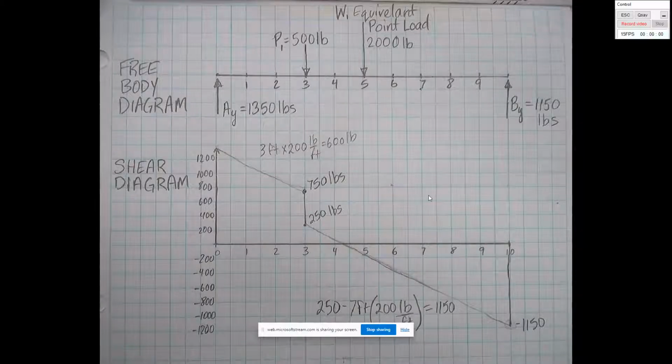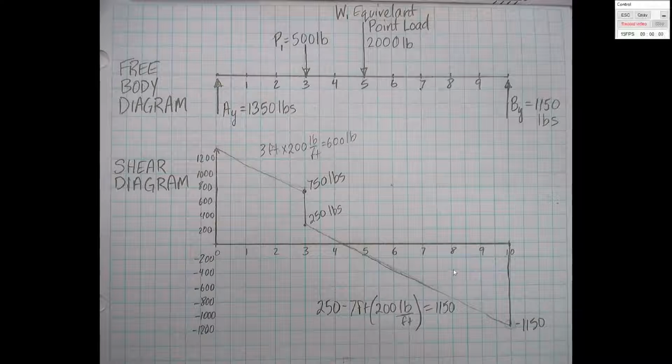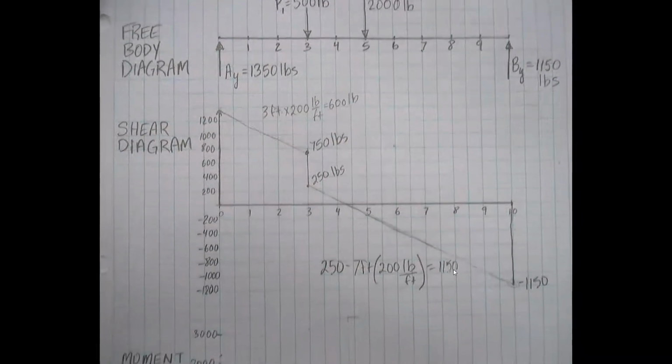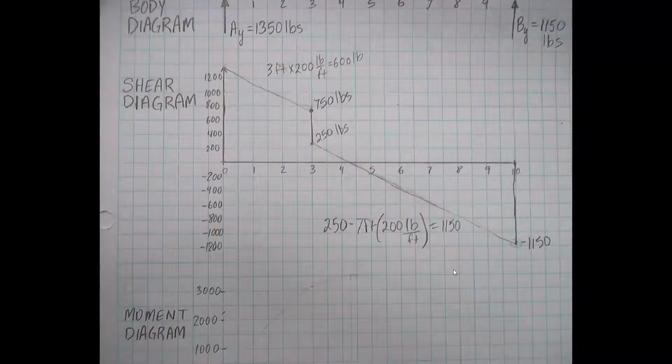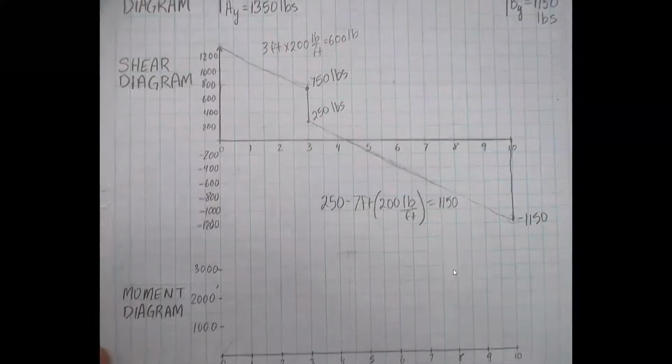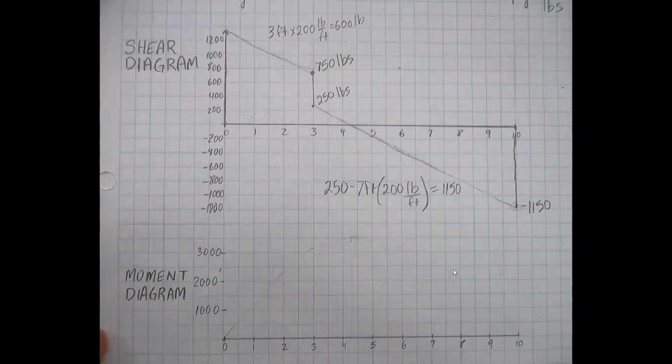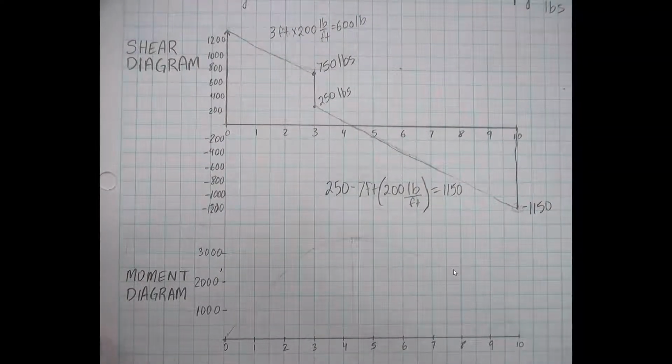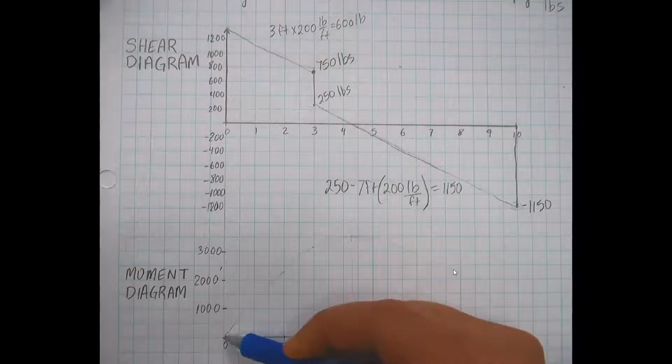So now that we have the free body diagram and the shear diagram, the last thing we need to do is create the moment diagram. The moment diagram is directly connected to the shear diagram and is a sum of the area under the shear diagram up to that point. And so we always start from the left. And so at the very beginning at 0, there's no area accumulated yet.